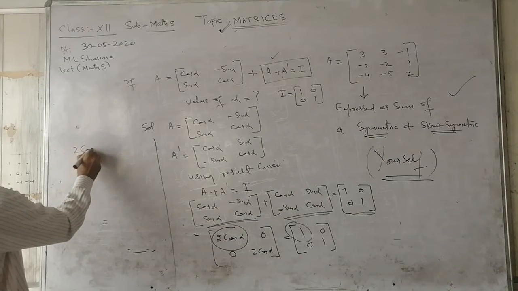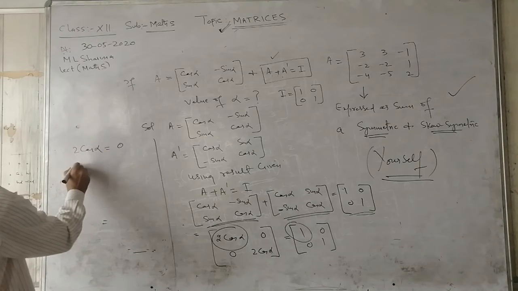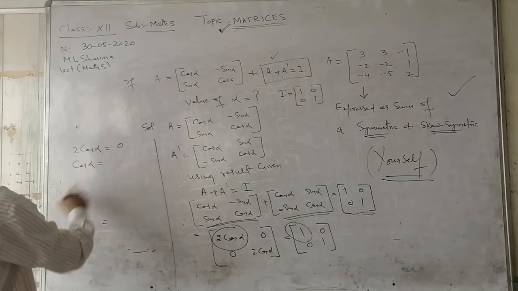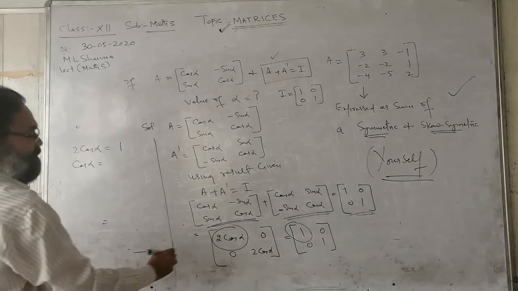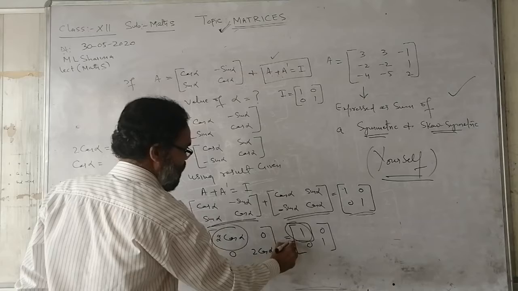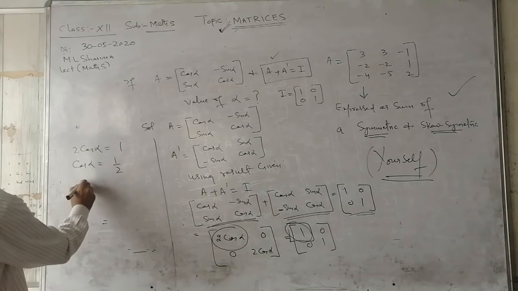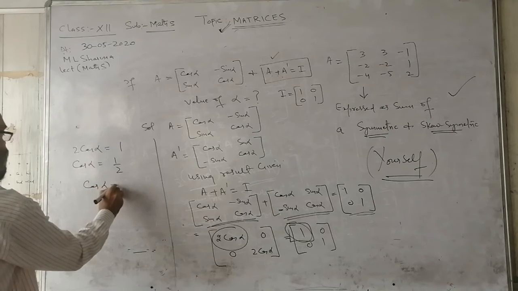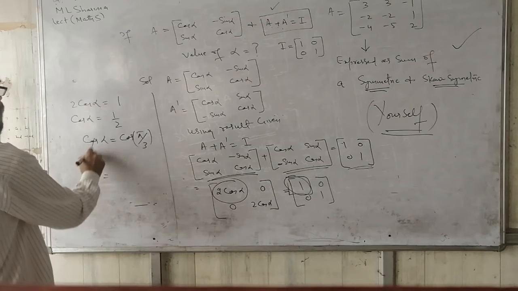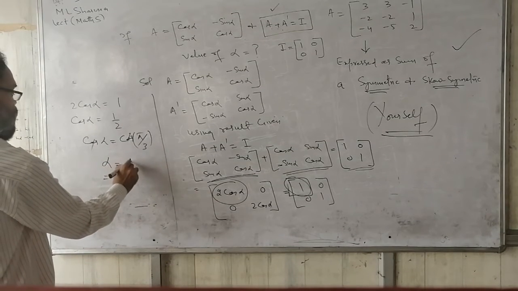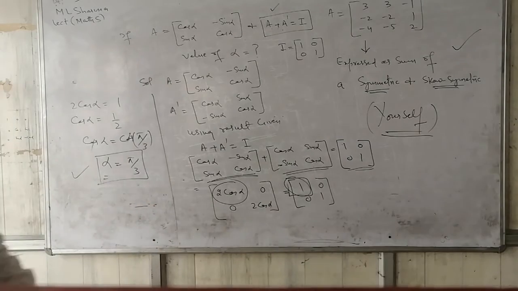So 2 cos alpha equal to 0. That is, cos alpha equal to, instead of 0, this is 1. Its corresponding answer is 1. So cos alpha equal to 1 by 2. So I can say cos alpha equal to cos of pi by 3. So cos cancels, and alpha will be pi by 3. So this is the answer.